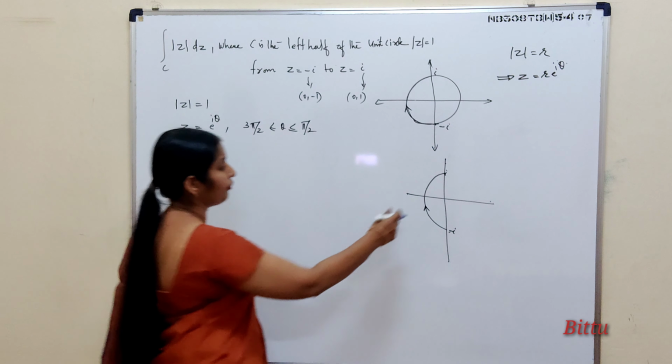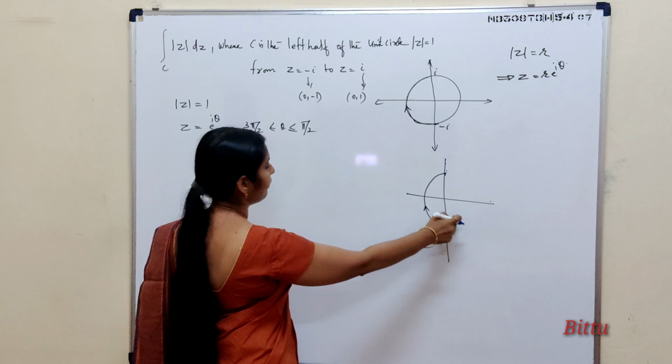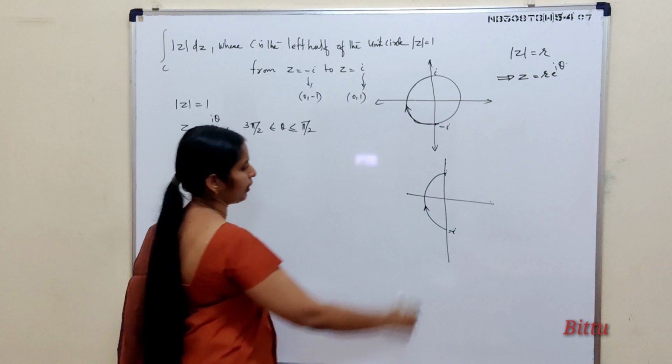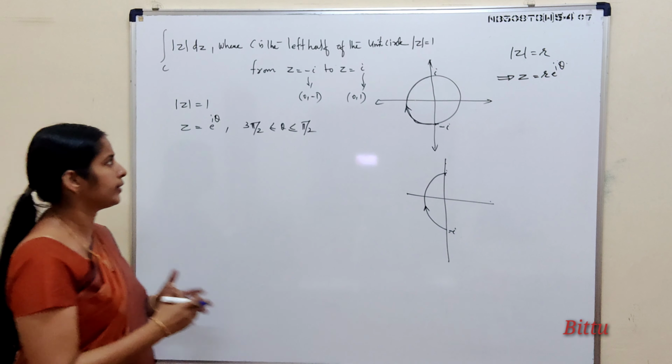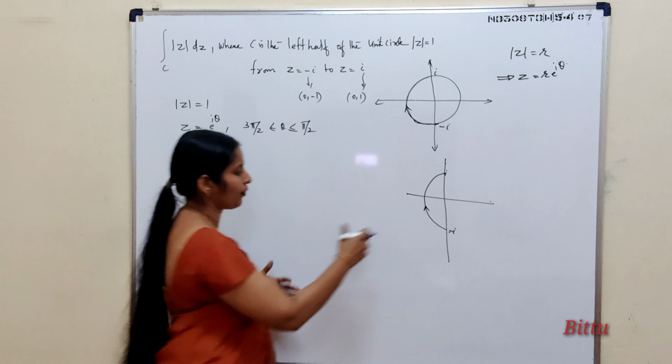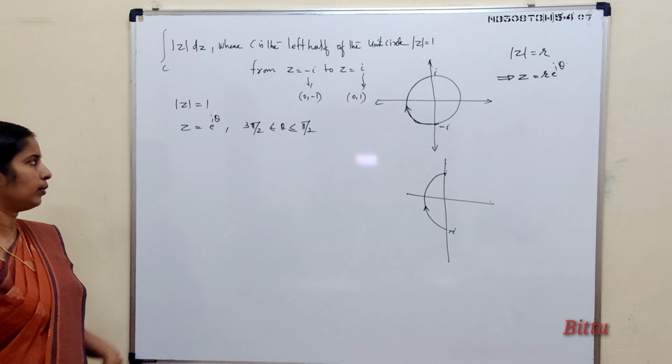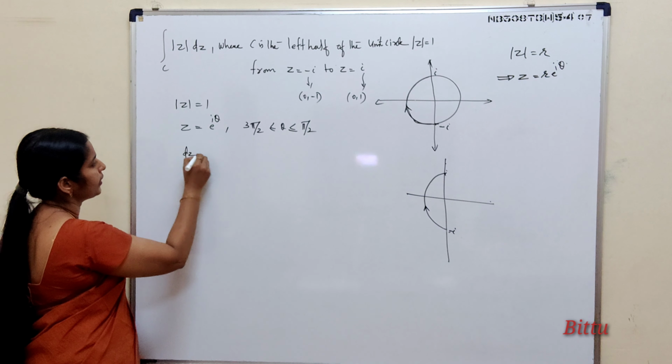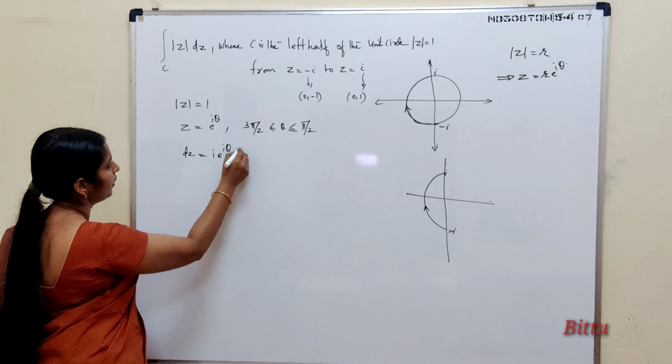If we had to evaluate from i to minus i, then theta would vary from pi by 2 to 3 pi by 2. Since in the question it is given that it is from minus i to i, we have to take theta from 3 pi by 2 to pi by 2. That is dz is i e raised to i theta d theta.